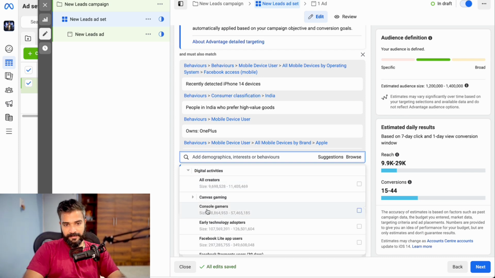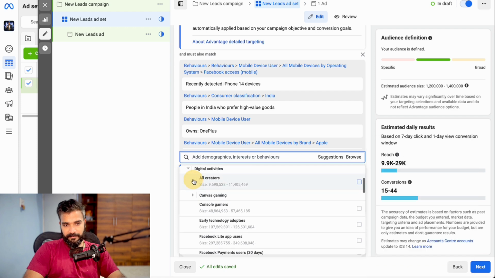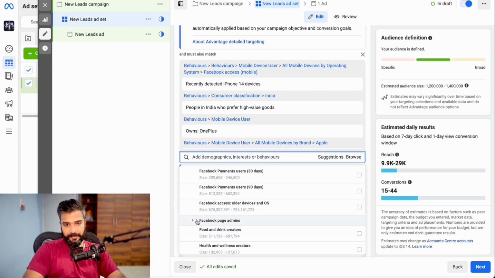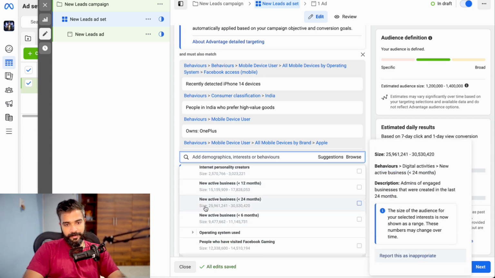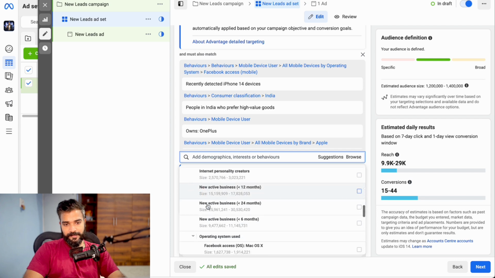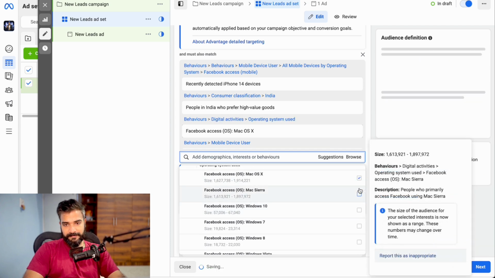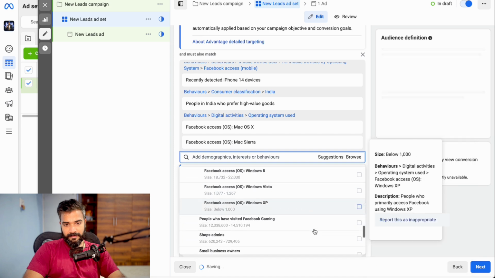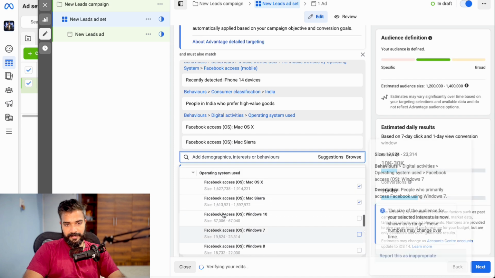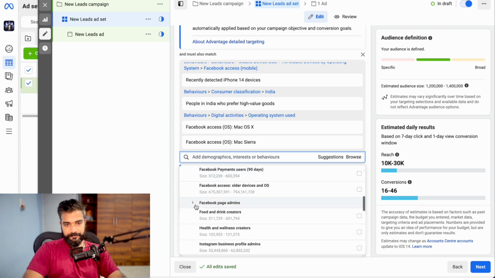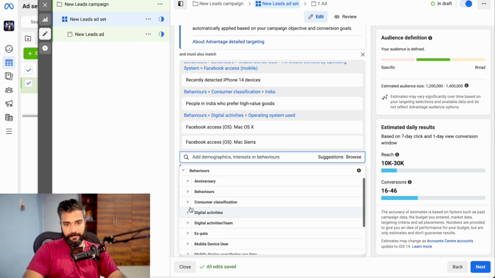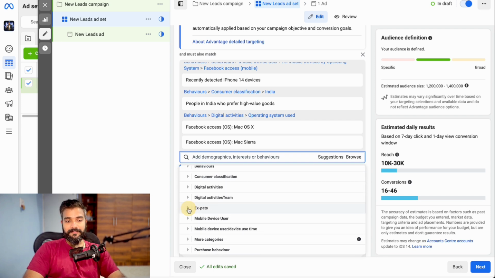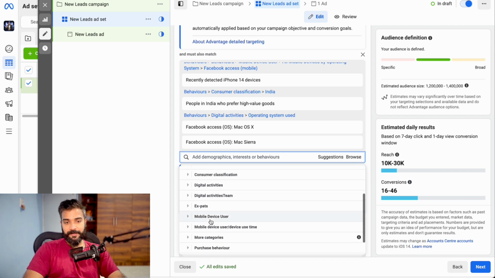Digital activities, canvas gaming, I don't think so, but let's go. We don't want these either, at least not for this profile. A new and active business, we don't. There we go. Operating systems used: Mac OS X, Mac Sierra. I won't take admin, so that's good, right? Operating system, we don't do anything else. Digital activities team, again we don't need this. Expats, again this is good, like if you want to target NRIs, this is a pretty good thing.